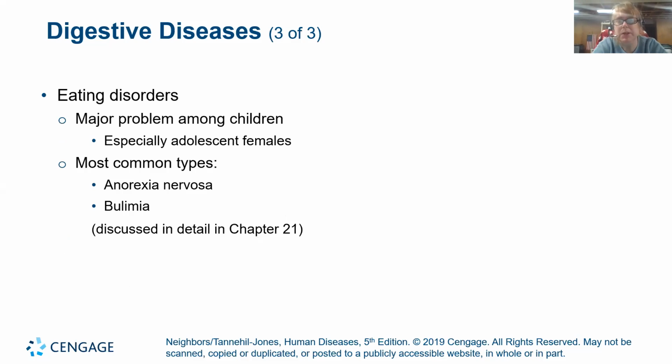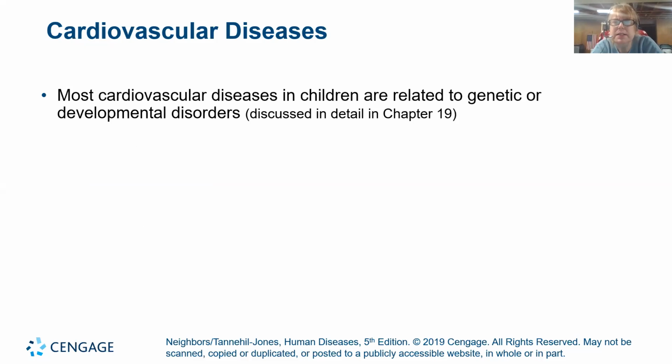Eating disorders are a major problem in children. We especially focus on adolescent females, but it also happens to adolescent males, okay? The 2 most common types are anorexia nervosa, which is where people do not eat at all. The other type is bulimia, where they eat, but then they force themselves to vomit to get rid of the extra food. Cardiovascular diseases in children are usually related to a genetic or developmental disorder, which we will have discussed in chapter 19, so I don't get too much into them in this chapter.